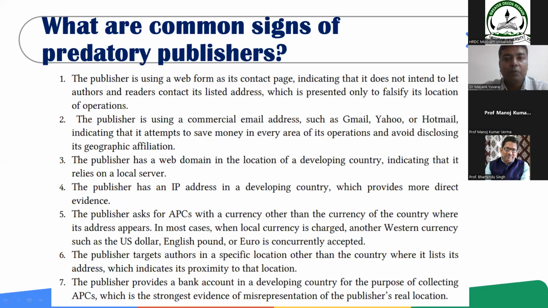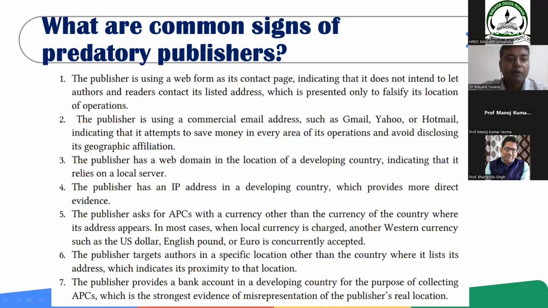So what are the common signs of a predatory publisher? How will you know whether the email or the journal is from a predatory publisher? I've listed some common features of predatory publishers. The first sign is that if you check the website of that publisher, in the contact page they will be using a web form, like they would have developed a Google form just to contact you.